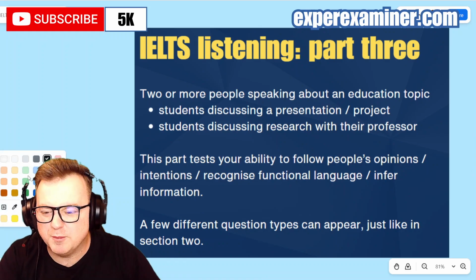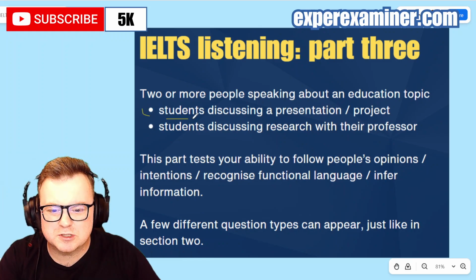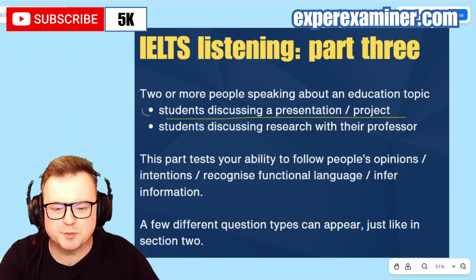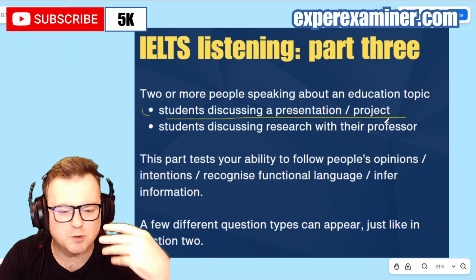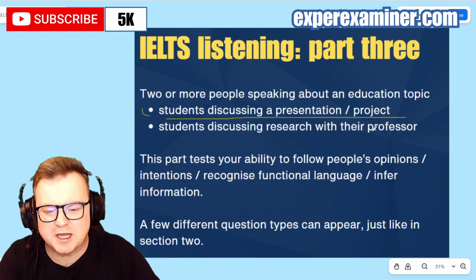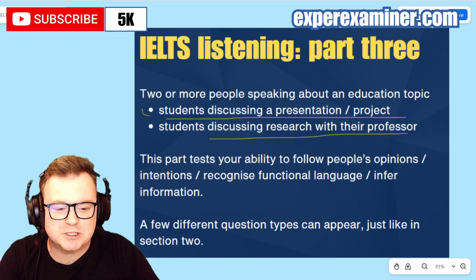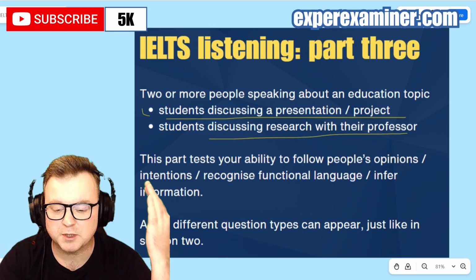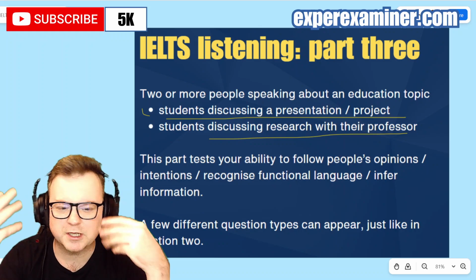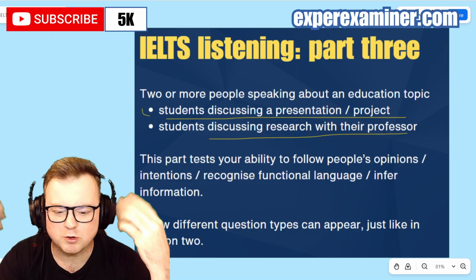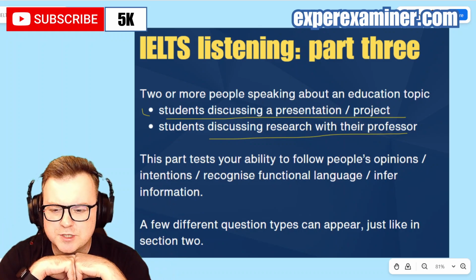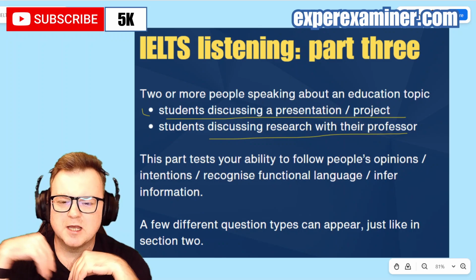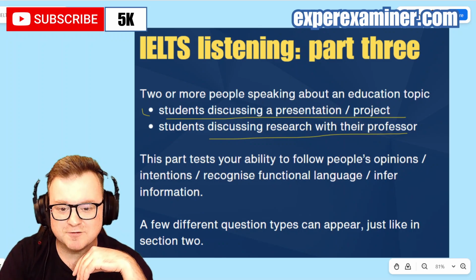Well, the most common examples are things like students discussing a presentation or project, right? Students need to do something and then they're discussing what's the best way to do it or something like that. It might be students discussing research with their professor, or a student discussing what they're going to do their research on, or thinking about their next steps, what they should study, which modules they should choose, and things like this. But typically an education environment.